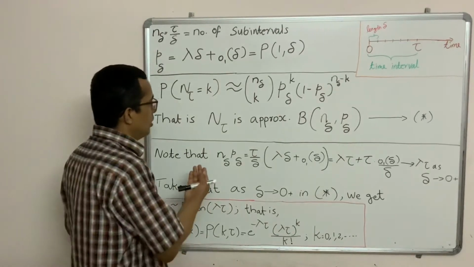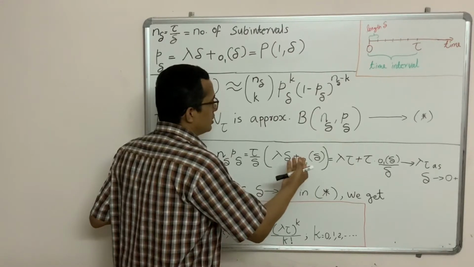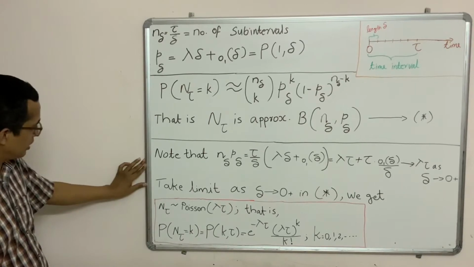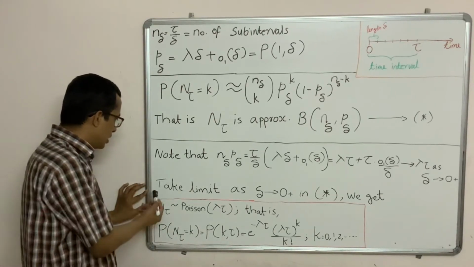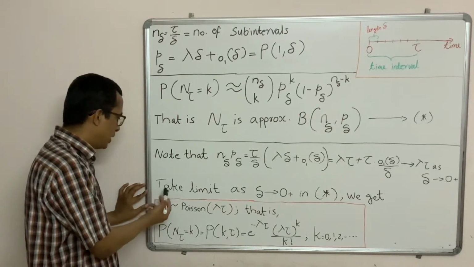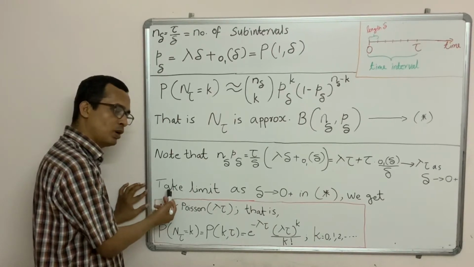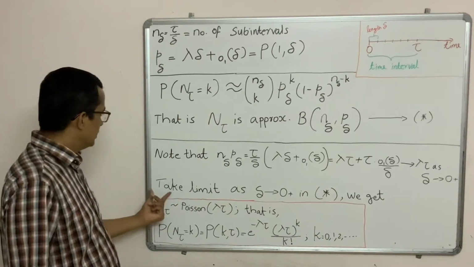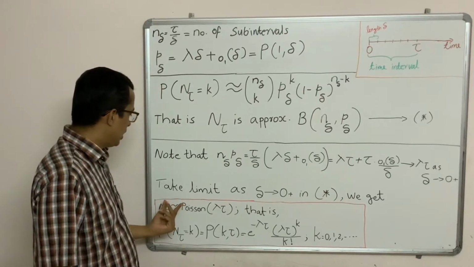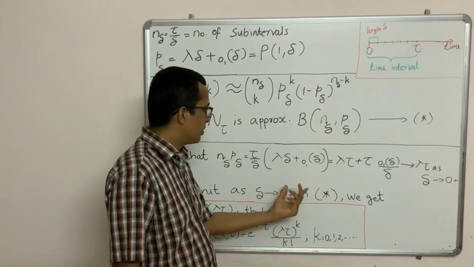Now I want to see what happens when delta, the subinterval length, goes to 0, so the subintervals get finer and finer. Before taking the limit, we note the mean of the binomial distribution, which is the product of the number of trials n_delta and the success probability p_delta. Because of all these properties, this n_delta times p_delta is lambda tau plus an error term.